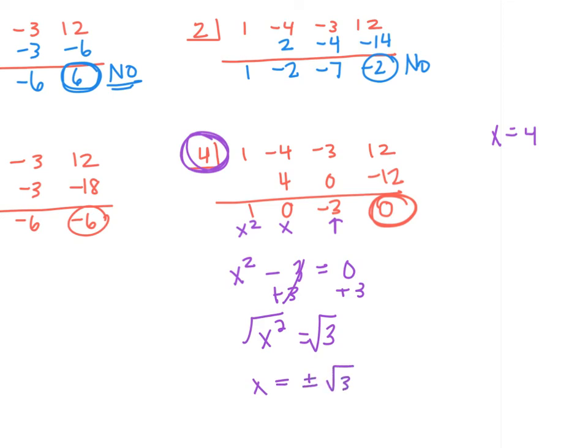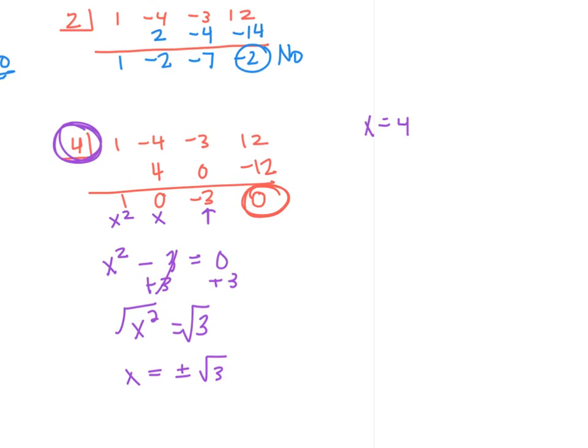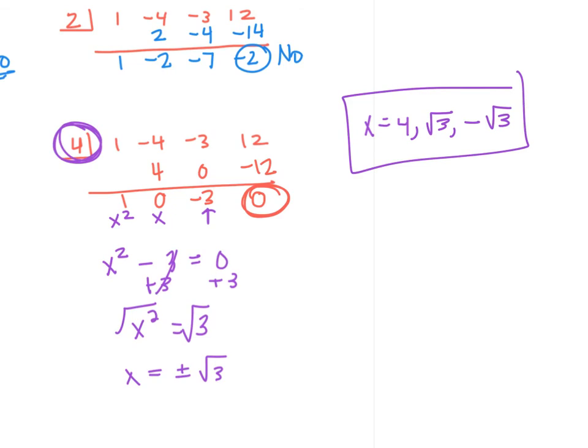square root of 3. So we used our rational roots theorem to get us 4. 4 is one of our answers, and it got us down to a quadratic. Now that we have the quadratic, you can solve by factoring, quadratic formula. We solved using square roots. So we have a positive square root of 3 and a negative square root of 3. And you could have written those together as well. But those are our three roots of our polynomial.